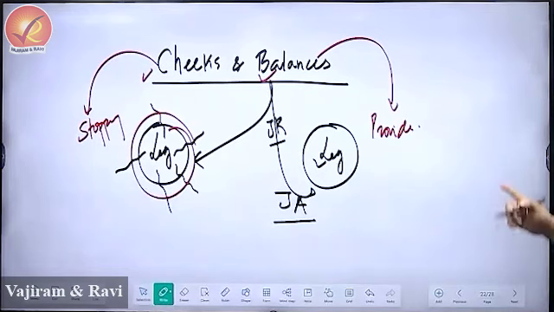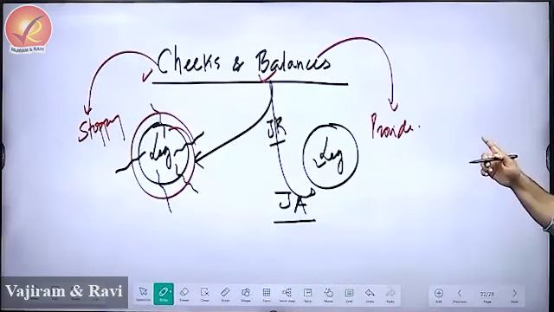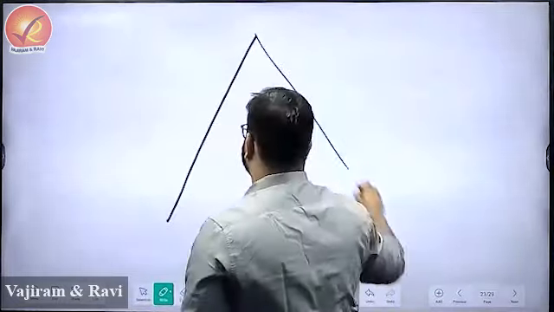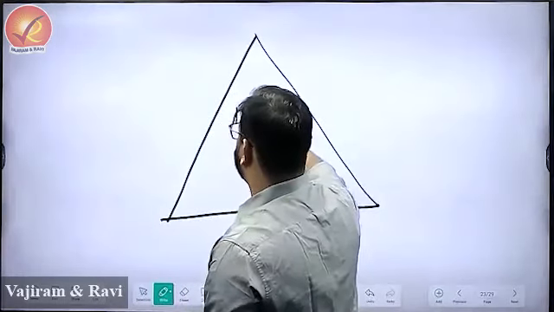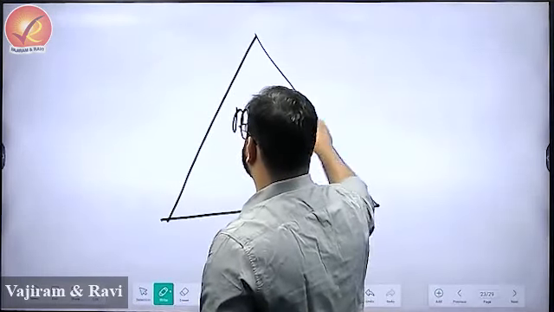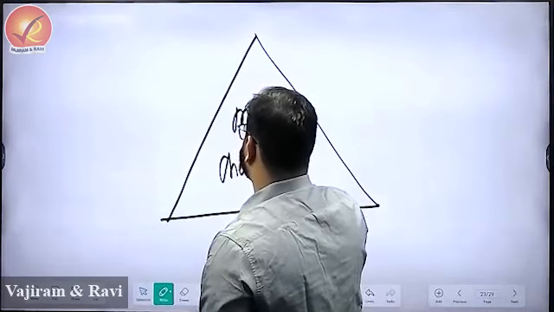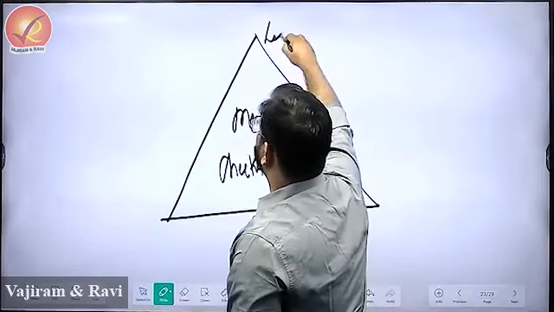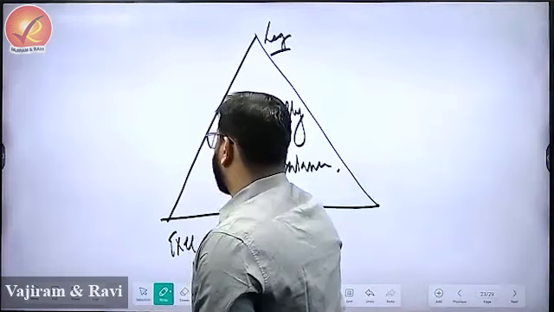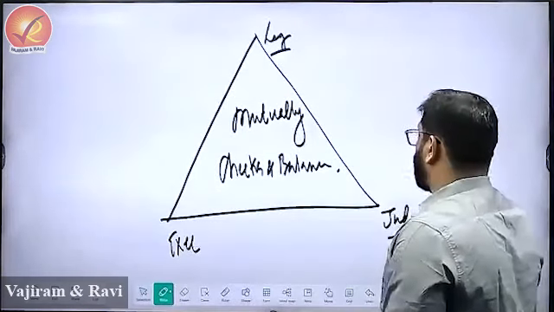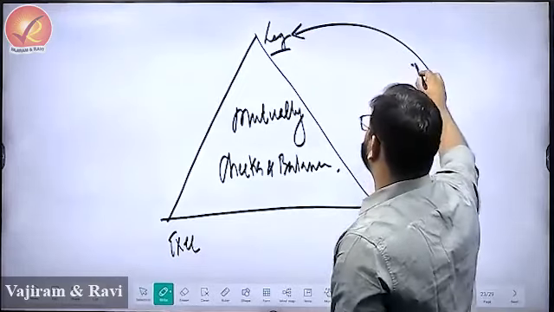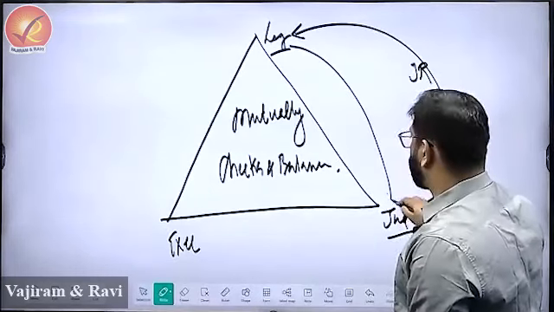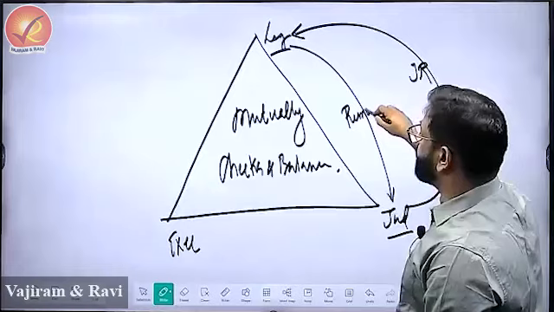Understood? This is done by checks and balances. Now understand one thing. At a macro level in India, there are mutual checks and balances between the institutions. So you have legislature, executive, judiciary. The judiciary checks the legislature by judicial review, whereas the legislature checks the judiciary by the removal process.